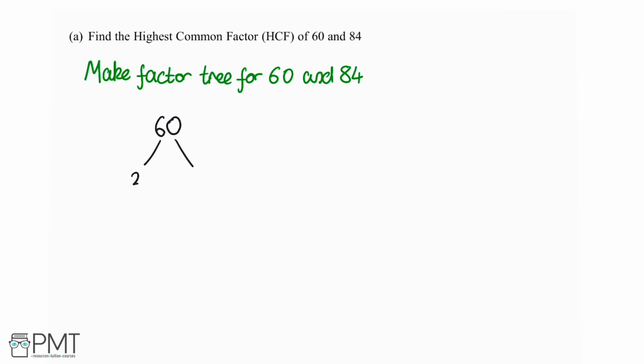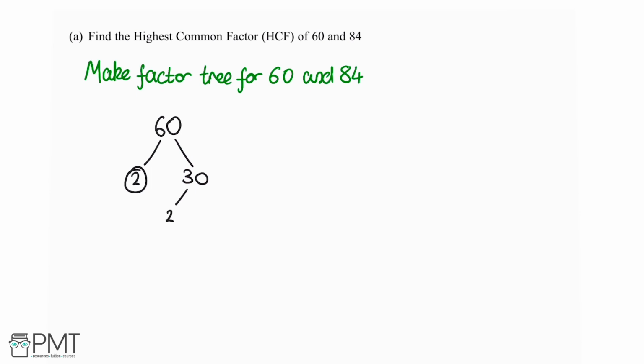Well, we can get 2 and 30 would work. And as soon as we reach a prime number, we know that branch has stopped. So here we can see 2 is a prime number, so this branch has stopped and I'm going to put a circle around it. But because 30 isn't a prime number, this branch is going to carry on. Okay, so factors of 30.